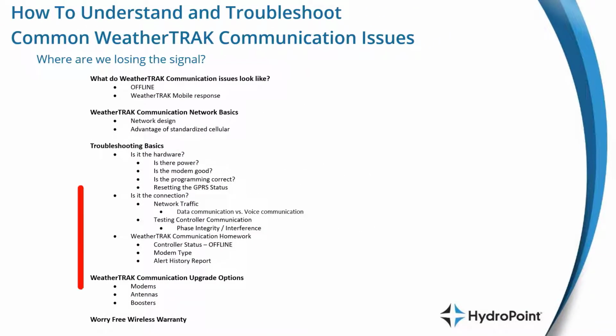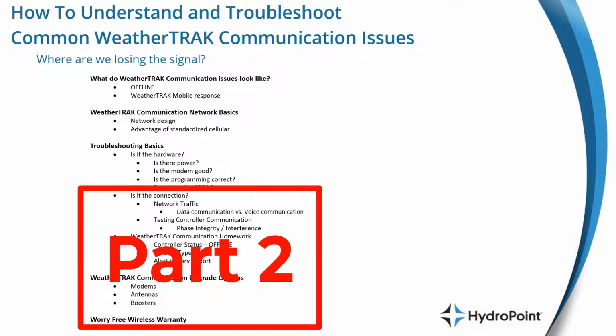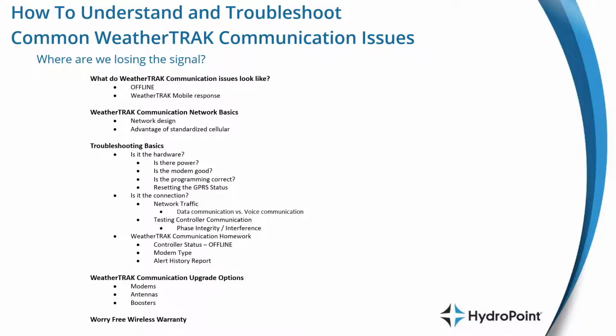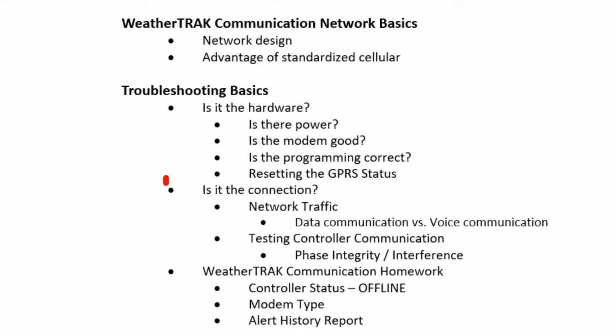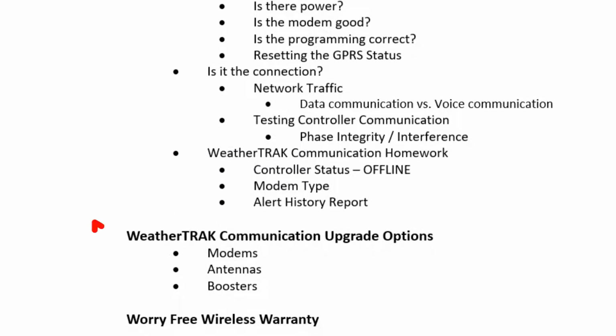Then we'll move on to the second part, or second recording, of the WeatherTrack communication training. Here, we'll begin by discussing the details of the WeatherTrack connection to the network, so you understand the basics of network traffic and testing controller communication. And we'll talk about some homework that a user might do to help understand and identify communication issues with their controller. After that, we'll discuss some common communication upgrade options, or ways that we might bolster that on-site signal strength and keep your WeatherTrack system performing at the speed that you expect it to.